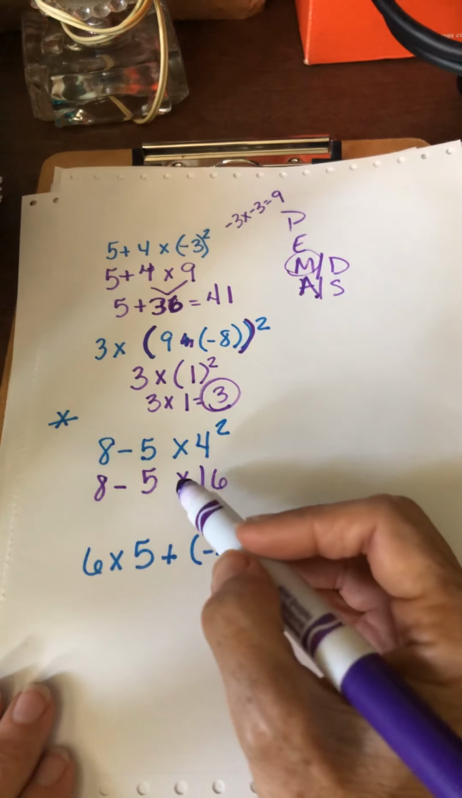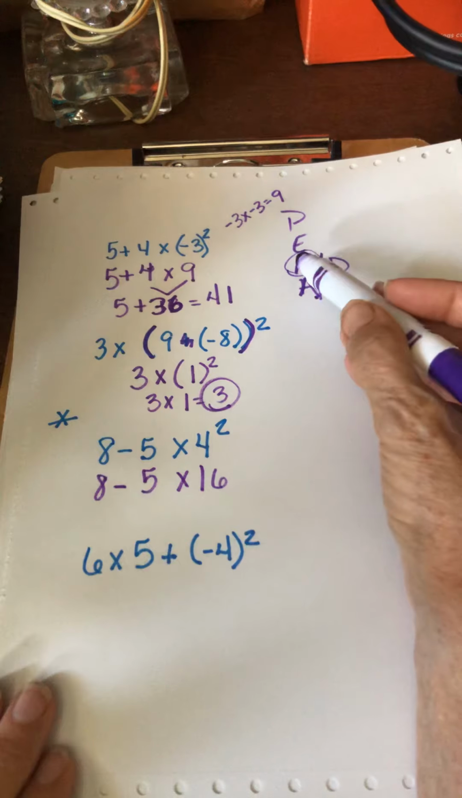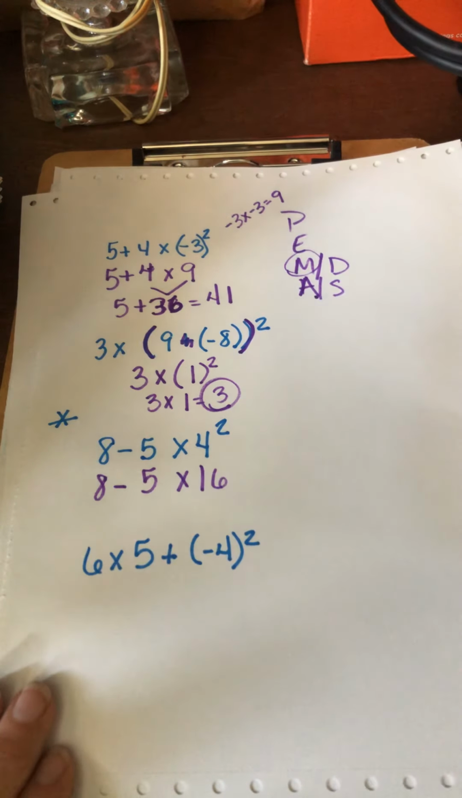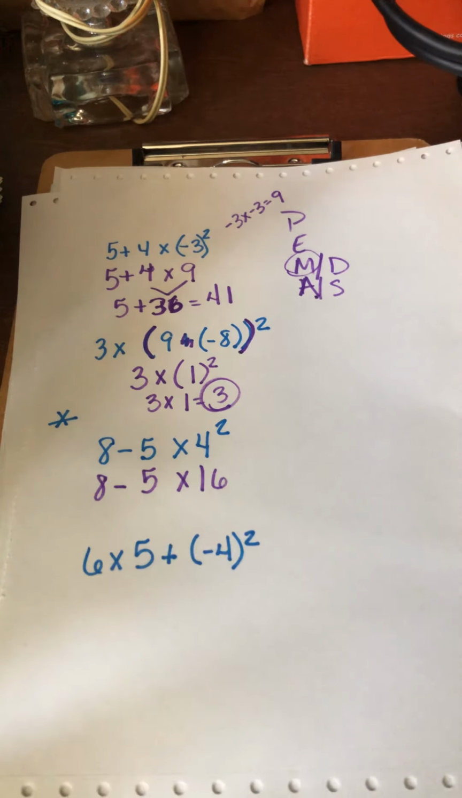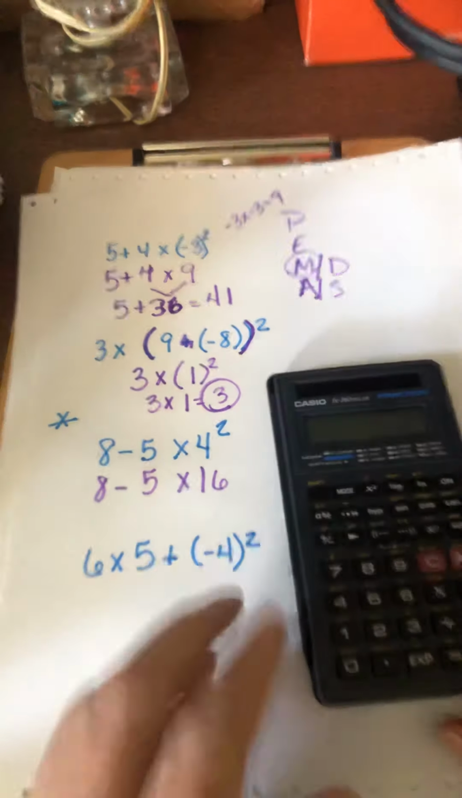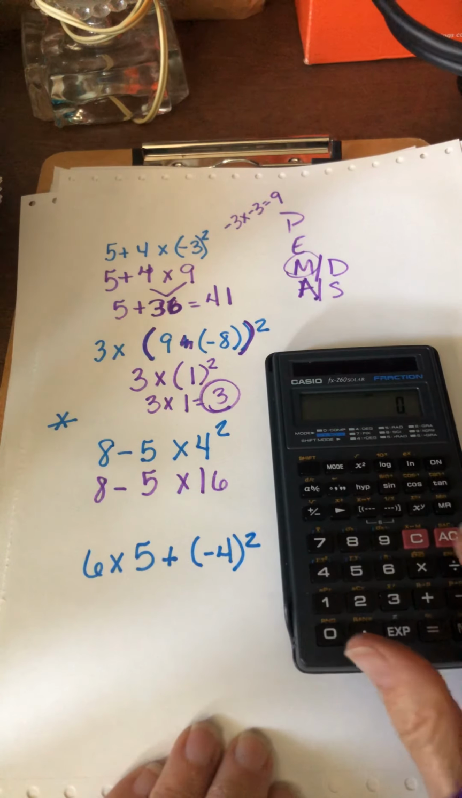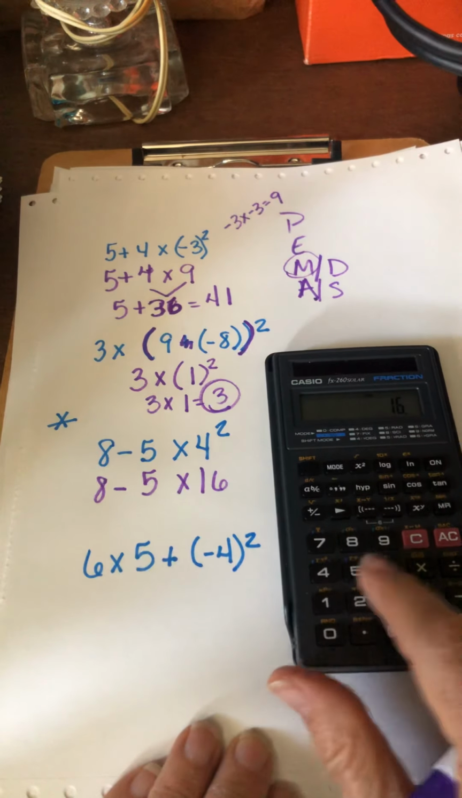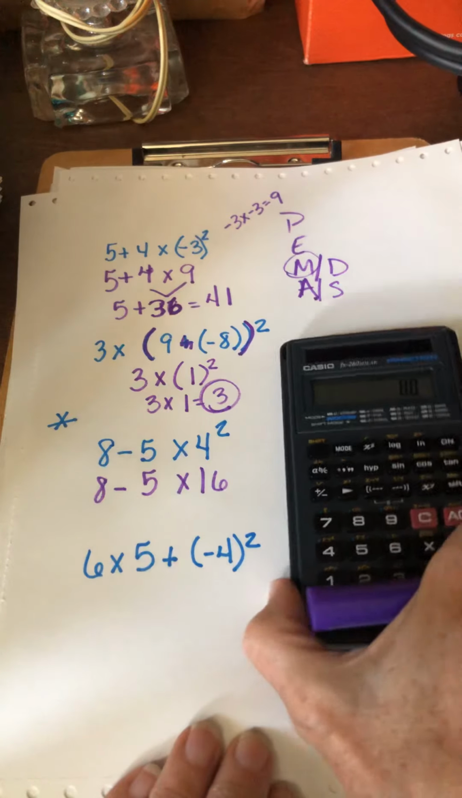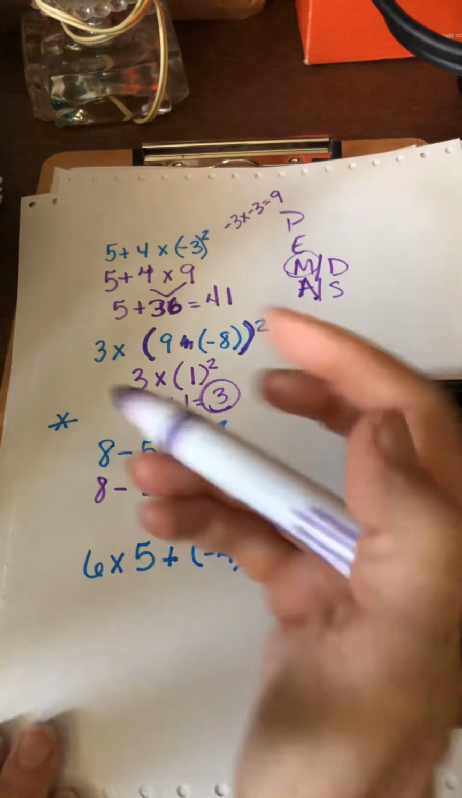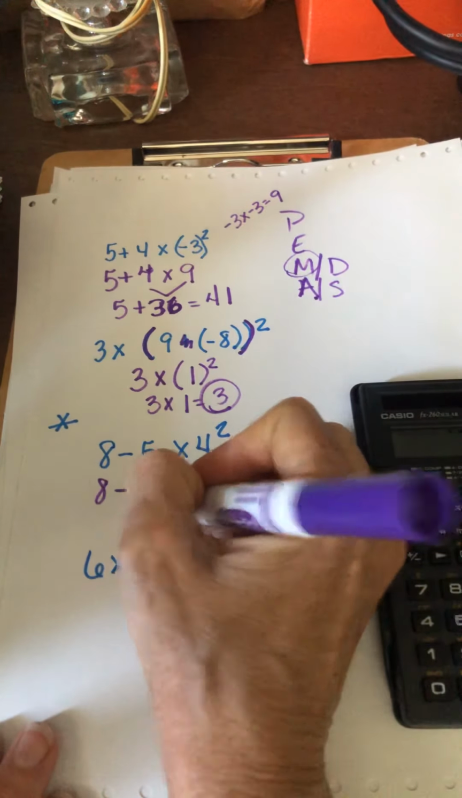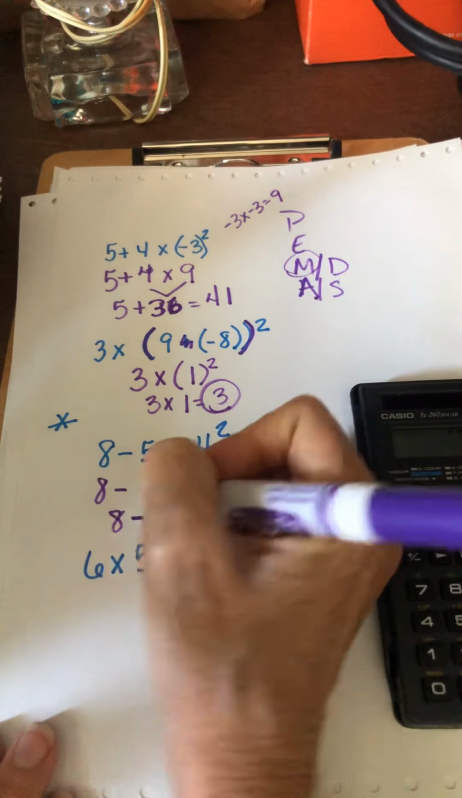Well, hopefully you realize multiplication comes before subtraction. So I was going to take my calculator, but I don't know what I did with it. I had it like 1 second. Okay, here it is. Okay, I'm going to take 16 and I'm going to times it by 5 and I get 80. So I have 8 minus 80.